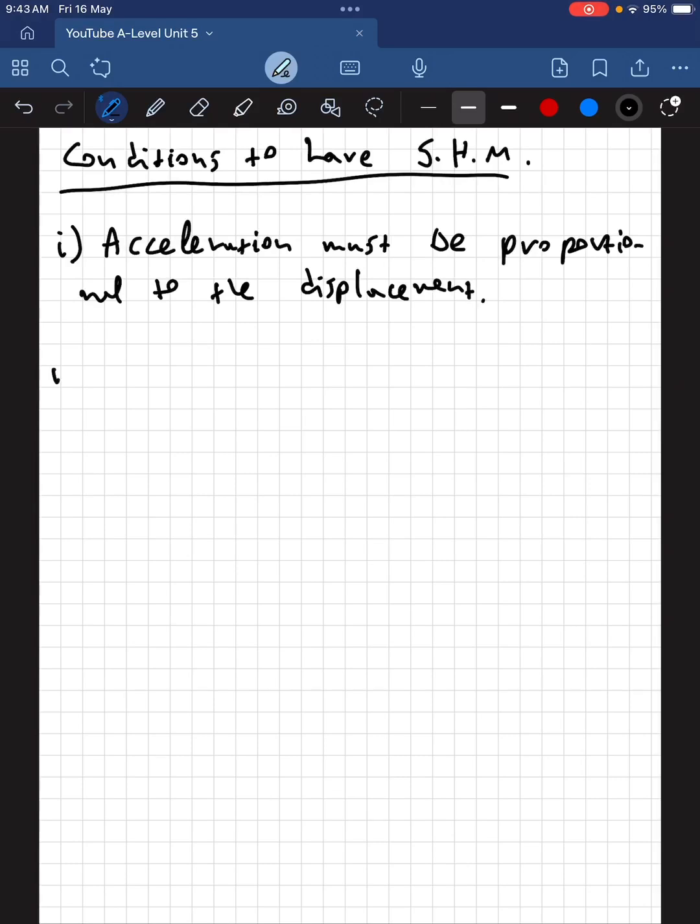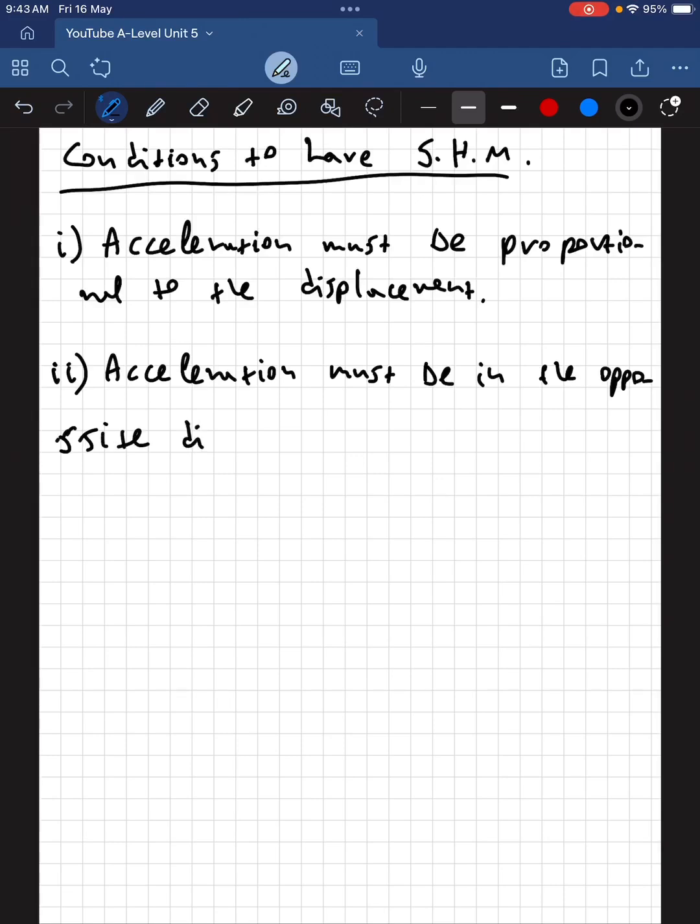The second one is that the acceleration must be in the opposite direction to the displacement.